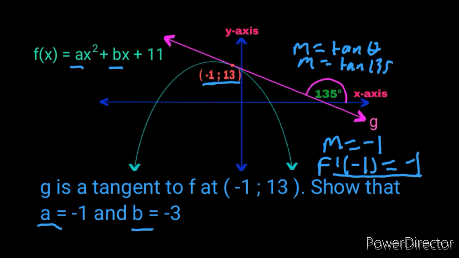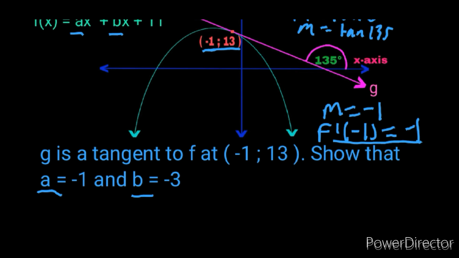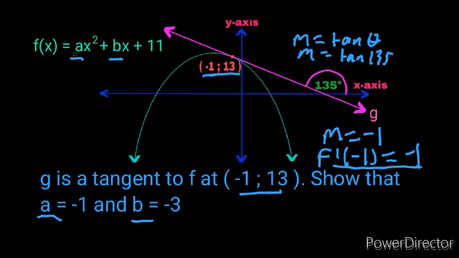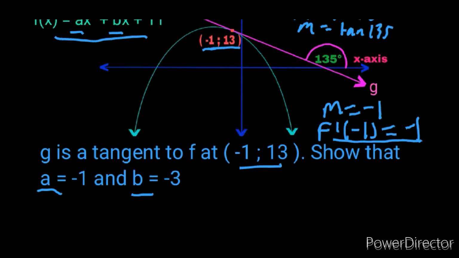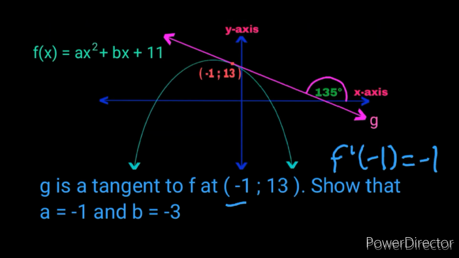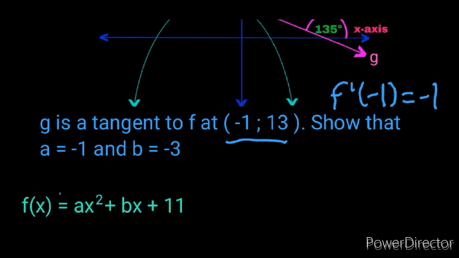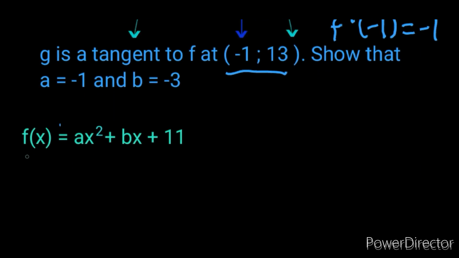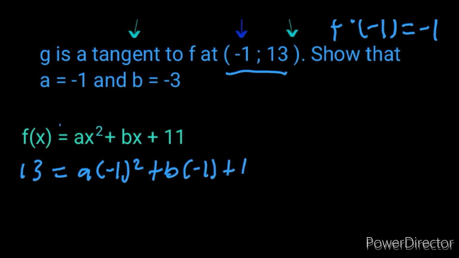Let's proceed. So first of all, we have to substitute this information into the original formula. Alright, let's substitute this information into this equation. So I've already written the equation here. So it means that the y value is 13. Then we're going to have a into the x value, which is negative 1. So we're going to have negative 1 squared plus b into negative 1 plus 11.